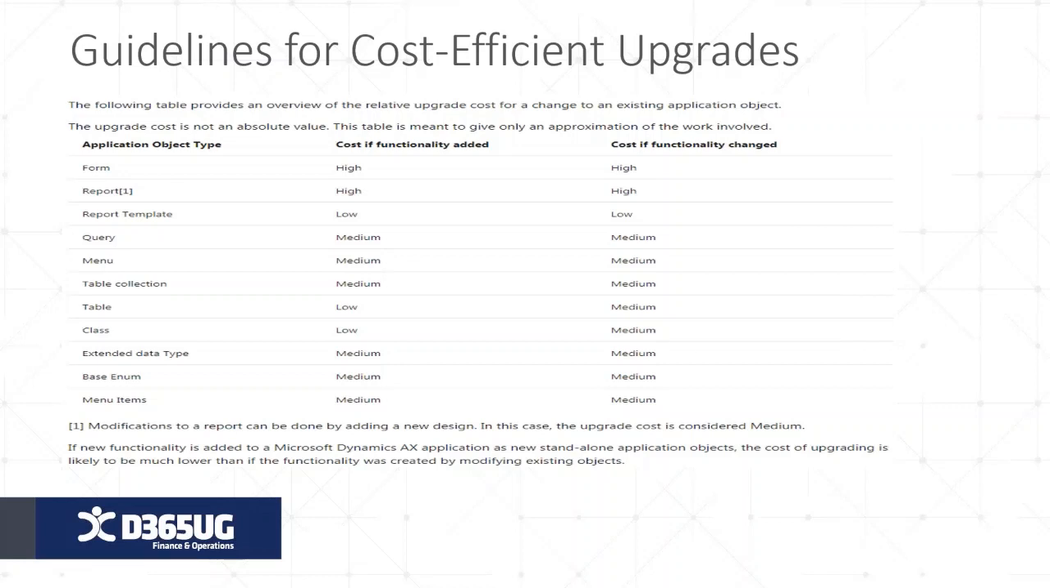And I started my presentation with that only. EDTs, extended data types, medium. Base enums, medium. And menu items, medium. So modifications to a report can be done by adding a new design. In this case, the upgrade will be considered as medium. If your new functionality is added to a Microsoft Dynamics application, the cost of upgrading is likely to be much lower than if the functionality is created by modifying existing objects.